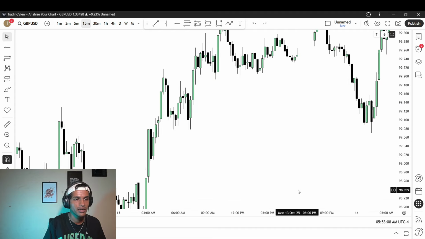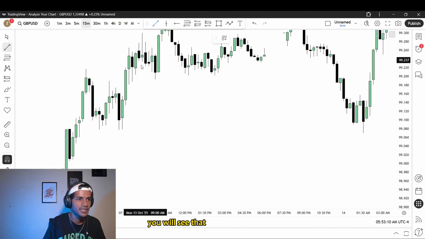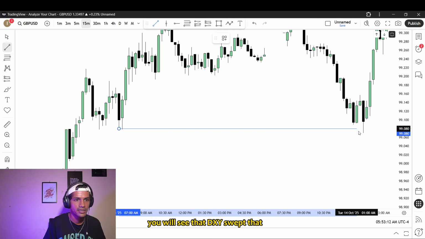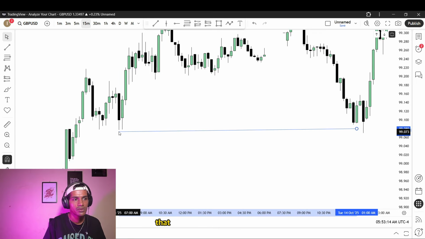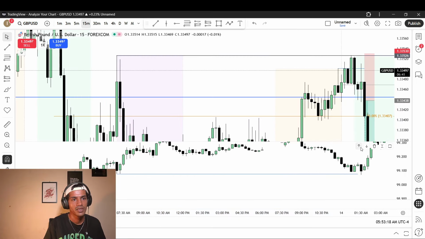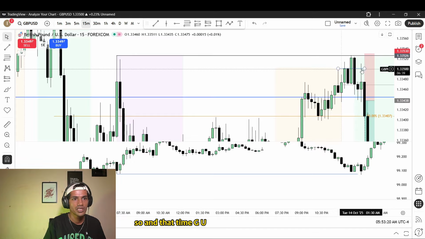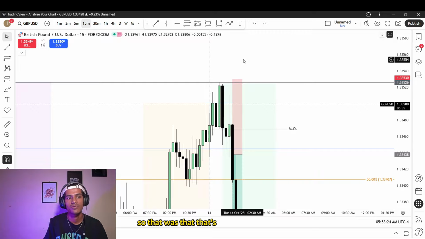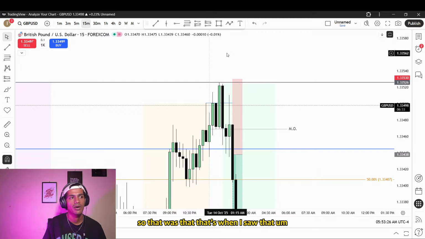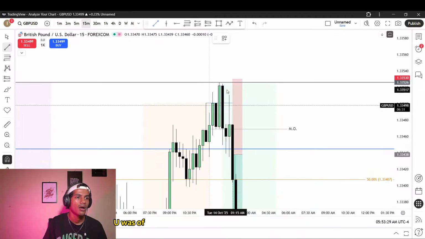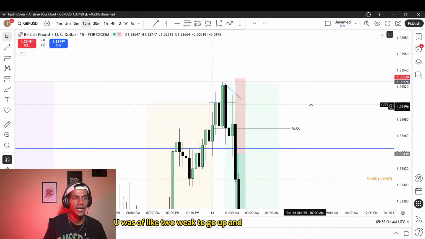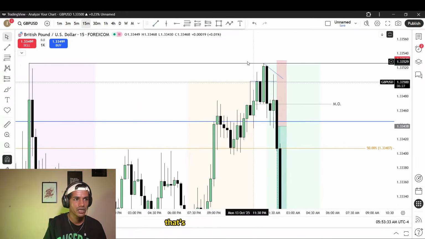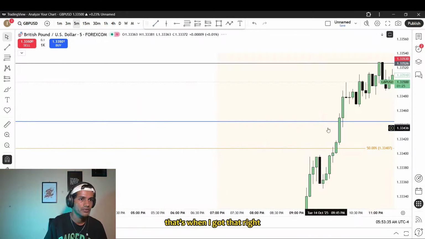But if you look at DXY, you will see that DXY swept that correlated low at that time. And at that time GU didn't even go up there. So that's when I saw that GU was too weak to go up and it was gonna go down. That's when I got that right.